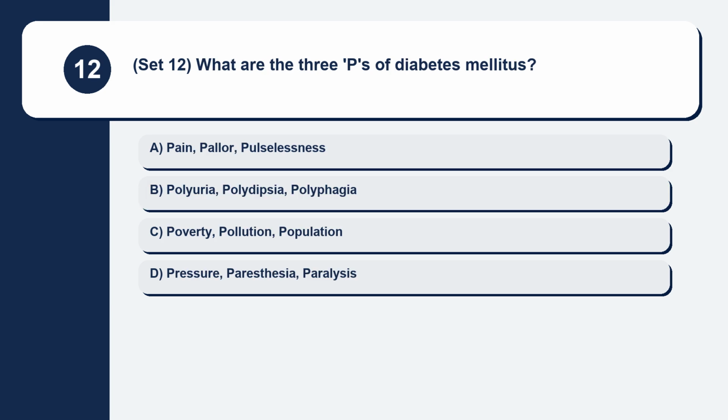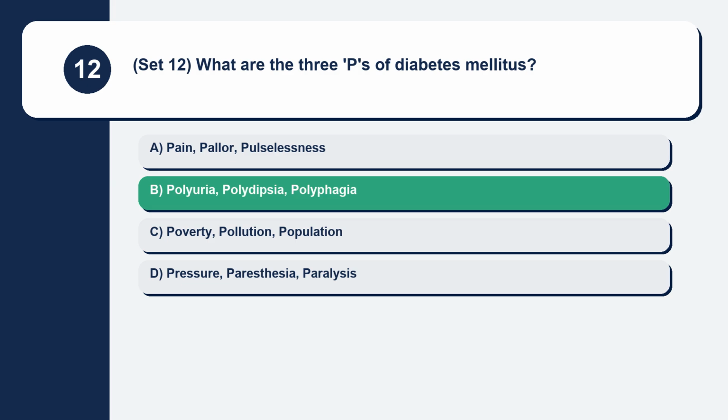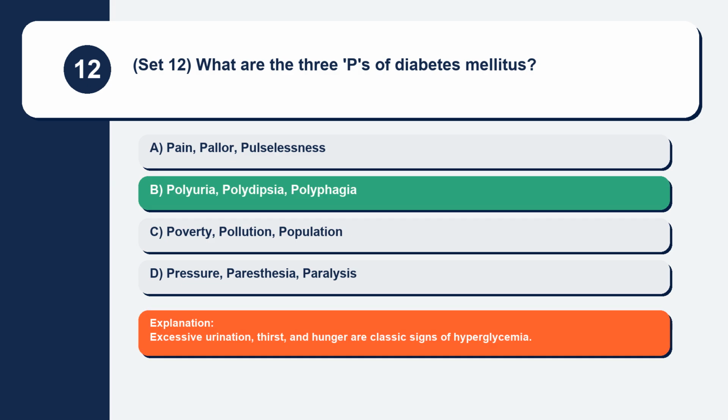Question 12. Set 12. What are the 3 P's of diabetes mellitus? Pain, pallor, pulselessness, polyuria, polydipsia, polyphagia, poverty, pollution, population, pressure, paresthesia, paralysis. Excessive urination, thirst, and hunger are classic signs of hyperglycemia.